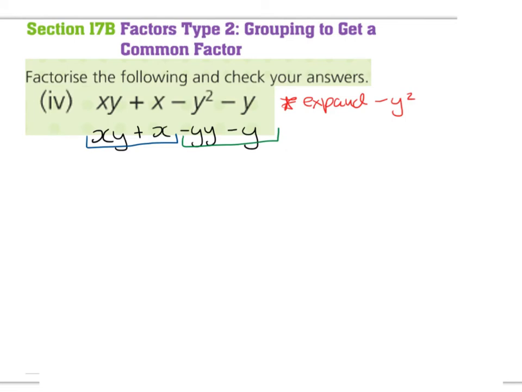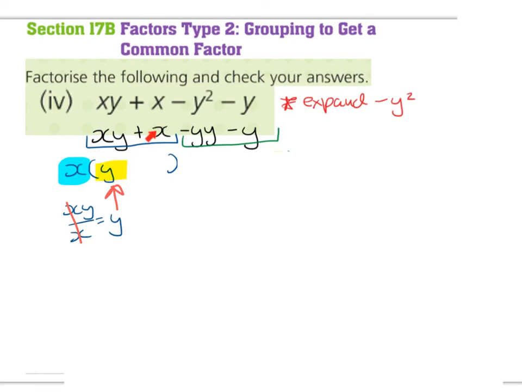So I don't need to rearrange anything. So my first 2 terms, xy plus x. So I can see that x is my HCF. So I write down x with an empty set of brackets. Next, I'm going to write down the first term, which is xy, and divide it by the HCF, which is x. And xy divided by x, the x's will cancel, leaving us with y, which we put into the brackets.